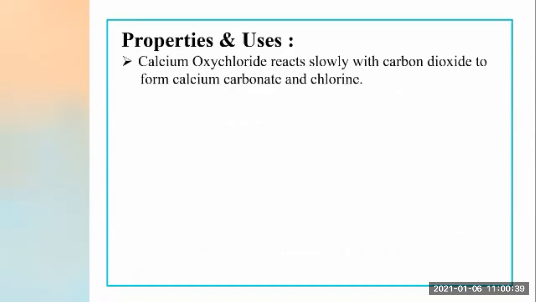So you have to remember that bleaching powder, that is calcium oxychloride, reacts very slowly with carbon dioxide, but it reacts very rapidly with what? Dilute sulfuric acid and dilute hydrochloric acid.